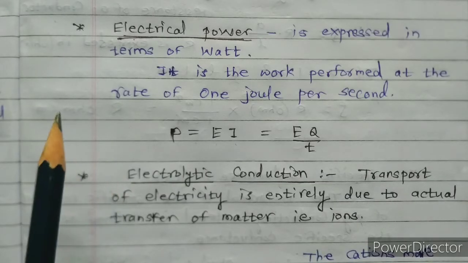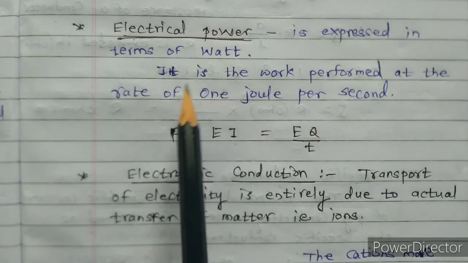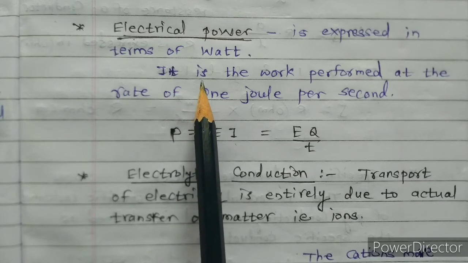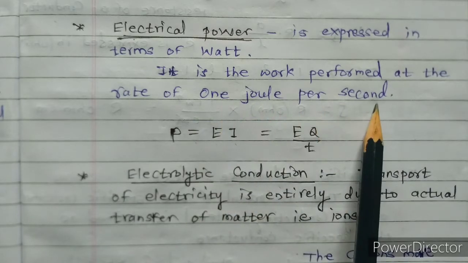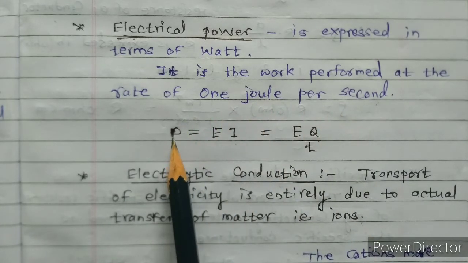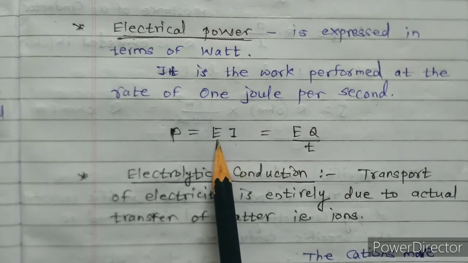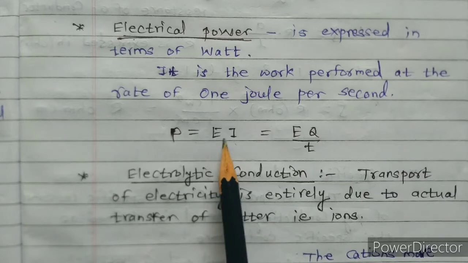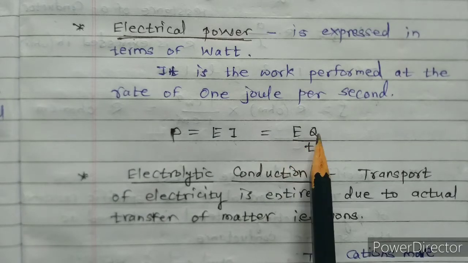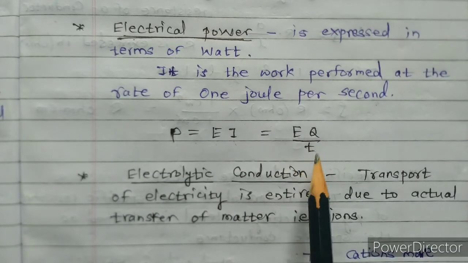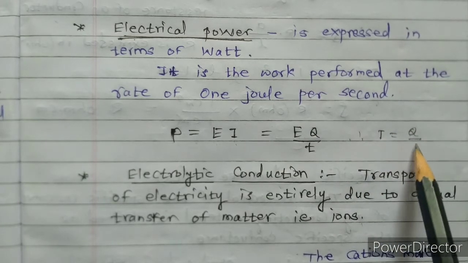The next term is electrical power, which is expressed in terms of watt. Electrical power is the work performed at the rate of 1 joule per second. The electrical power P is equal to E into I, where E is the applied EMF and I is the current. That we can also write as P equal to E into Q upon T, since I equals Q upon T.